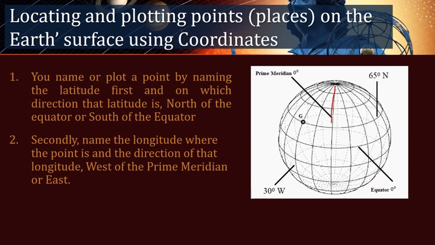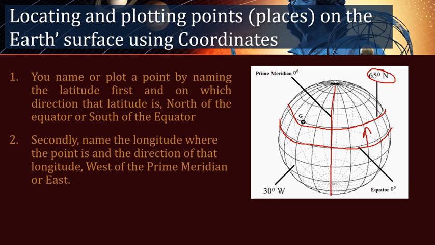This is my prime meridian, and this is the equator. On which latitude is the point G? It is 65 degrees. Is it north or south? It is north, up this side. So it will be 65 degrees north. Hence the name 65 degrees north. That's the latitude.